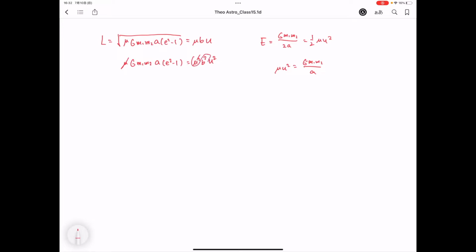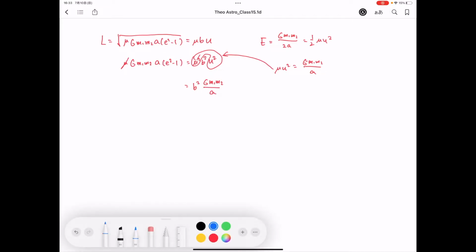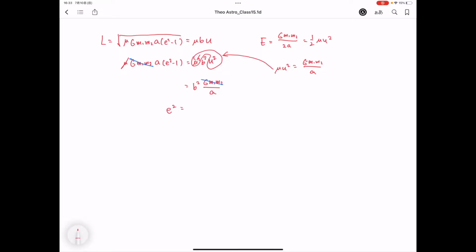Then you can substitute mu u squared into this expression. Then it becomes b squared times G m sub 1 m sub 2 over a. G m sub 1 m sub 2 appears on both sides, so it is going to be cancelled out. So we have an expression for e squared. e squared can be expressed as b squared over a squared plus 1, and e becomes larger than 1. So from these equations, b squared over a squared is expressed as e squared minus 1.